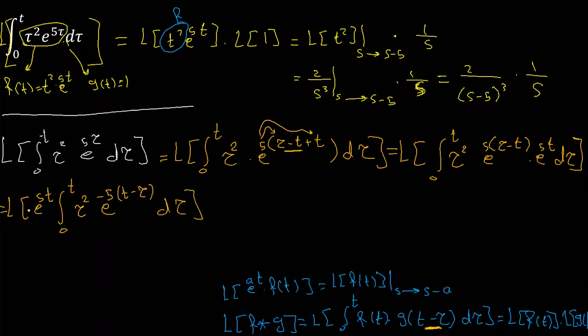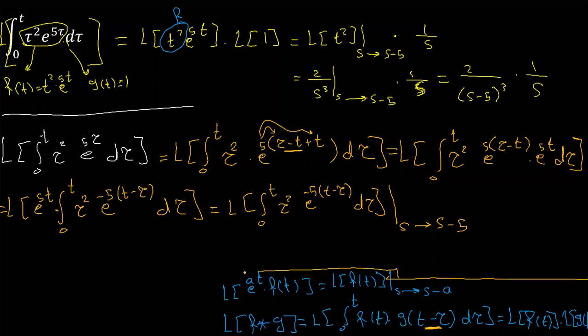Now look, you have Laplace of a product between two functions. The first one is exponential and the second one is this integral. The rule said if you have exponential, do the shifting. So it is Laplace of my integral from 0 to t, tau squared e to the negative 5 t minus tau d tau. After finding the answer, I'm going to shift my s into s minus 5. This is the rule. Now, let us continue here.